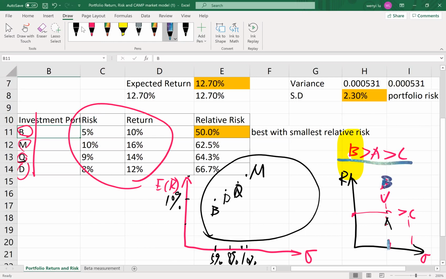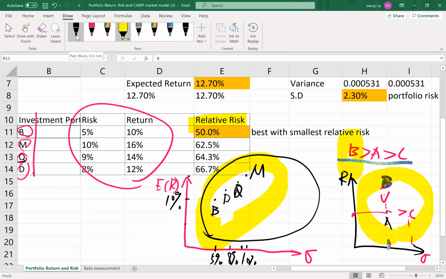However, in this chart, we don't see any pattern like this. You cannot compare these four dots directly with their locations. We must do some measurement. How can we do the measurement? We use relative risk, to show which one is the low risk but with the same return. So let's do the calculations.